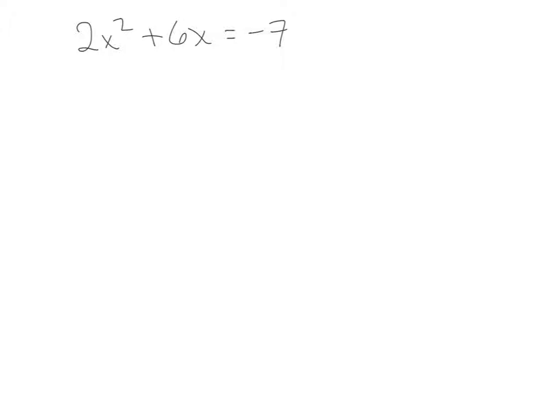Here's another example. So the coefficient of x squared is not 1, which means we simply divide each side by 2 to isolate x squared, or to get the coefficient to 1. What that means is we're going to get x squared plus 3x, be careful there because you need to make sure that you're dividing the whole side by 2, equals negative 7 halves.